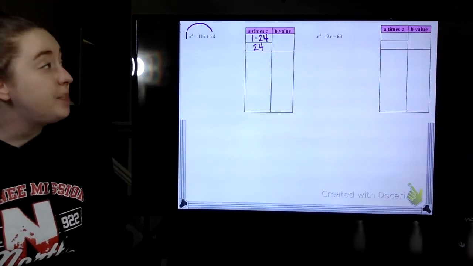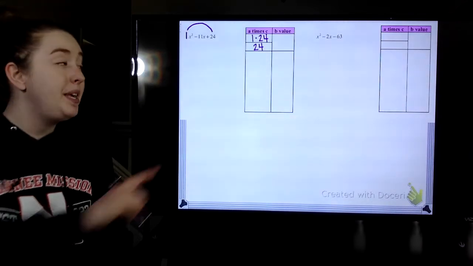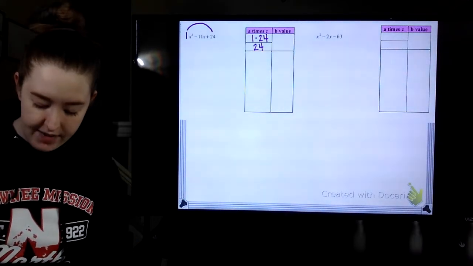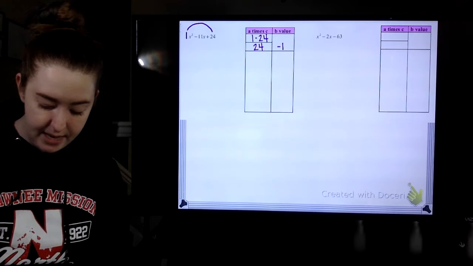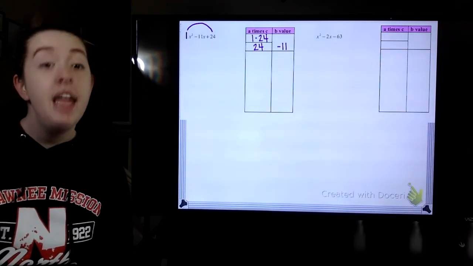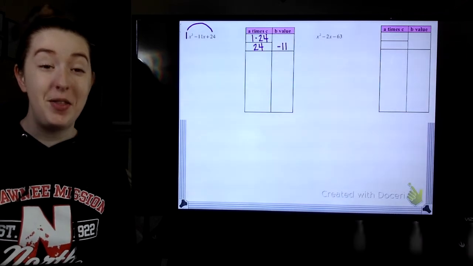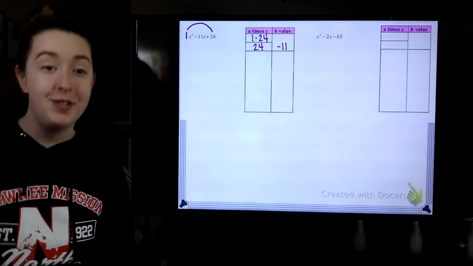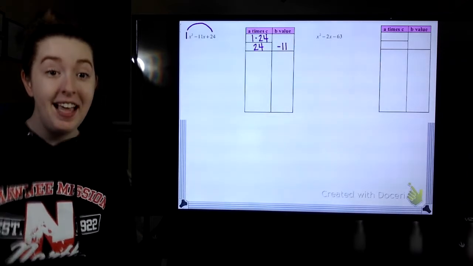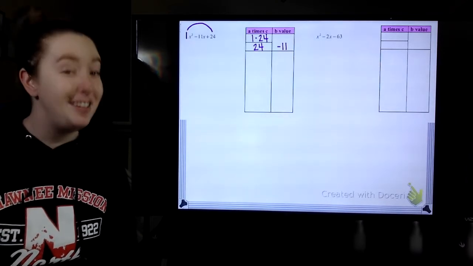And then in my next box, I want to put the b value. The b value is the number on your x right here in the middle. So that'll be negative 11. Make sure to keep your sign with it too. Now what I would like to do is go through and do this on every single problem. Let's multiply a times c and find b on each problem.